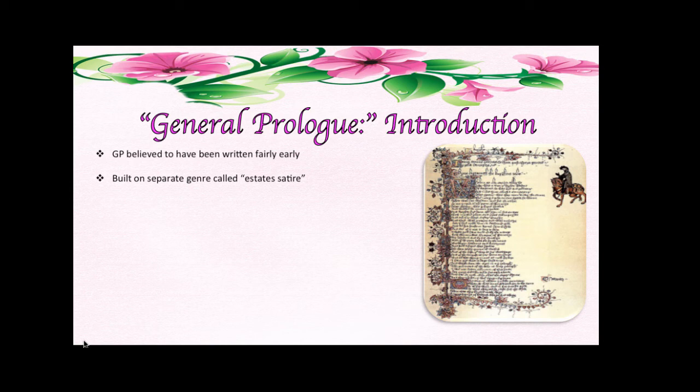As Cooper points out, the General Prologue is actually built on a completely separate genre called estates satire. Now, it's important to understand what estates meant in medieval England as opposed to what it means now. When we use the word estates now, we generally refer to either a massive, luxurious home with large grounds, or we're referring to the material goods that a person leaves behind when they die. But that's not what estates meant in medieval England.